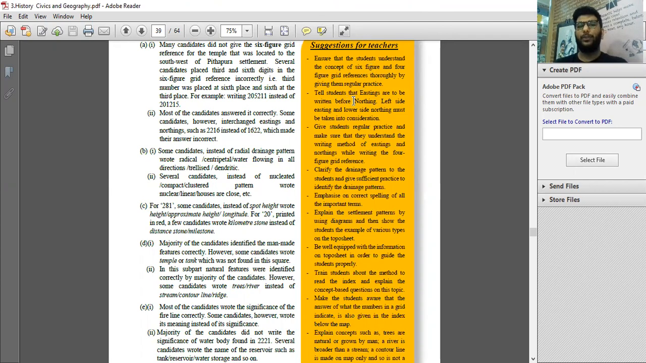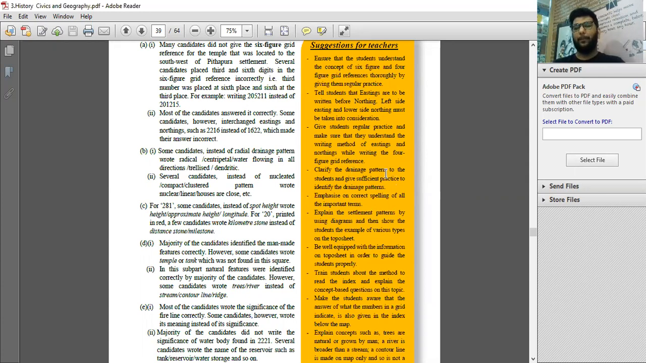Second, tell the students that the eastings are to be written before the northings. That means we have to go by the format of double E, double N. First the eastings, then the northings are to be written. Give students regular practice and make sure they understand the writing method of eastings and northings. This is to understand the flow, that first it will be eastings and then it will be northings.